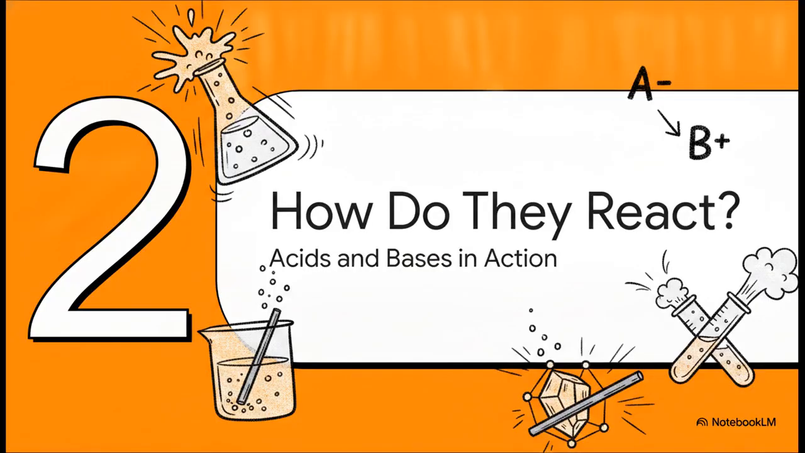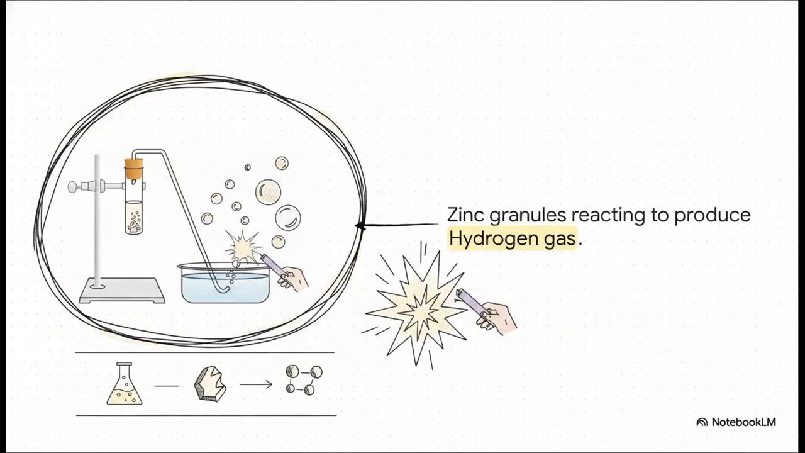Moving right along, let's dive into section 2. How do they react? So, what actually happens when we take these sour acids and soapy bases and force them to interact with, say, metals? Picture this. We drop some solid zinc granules into a test tube filled with dilute hydrochloric acid. Almost instantly, bubbles start aggressively forming all over the metal. The acid is reacting with the zinc, and it's releasing hydrogen gas. Now, if we take that gas, trap it inside some soap bubbles, and then bring a burning candle nearby, pop. The hydrogen gas burns with a very distinct, super satisfying popping sound. So here's a general rule you definitely want to remember. Whenever an acid reacts with a metal, it produces a salt and hydrogen gas.